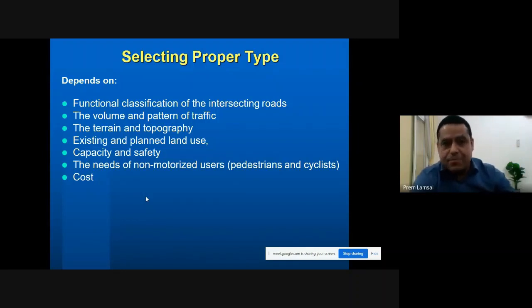And obviously, especially in the urban environment, the needs of non-motorized users like pedestrians and cyclists will also govern the type of intersection. And last, but not least, for sure, cost will play a very big role.